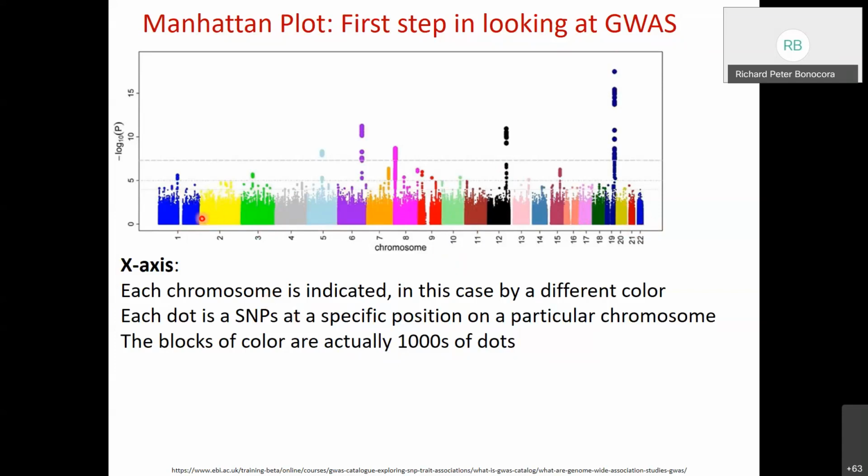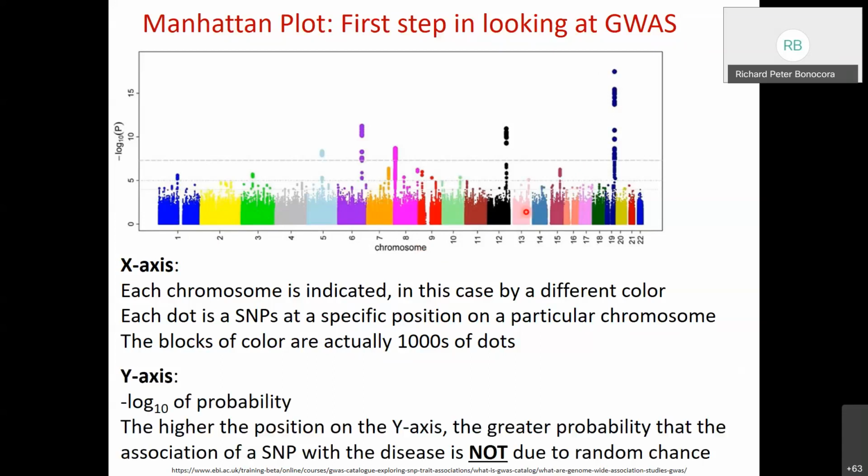Now, these blocks of color are actually thousands of dots, because each SNP is represented by a dot. You can see them when they start to stand out. So, obviously here, you can see a bunch here. There's one there. But when they're all jumbled together, they just look like blocks of color. All right, so that's the x-axis.